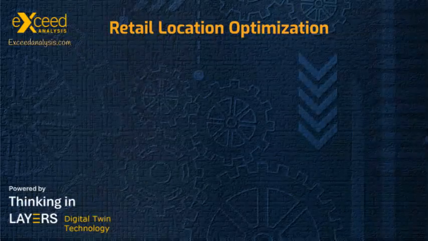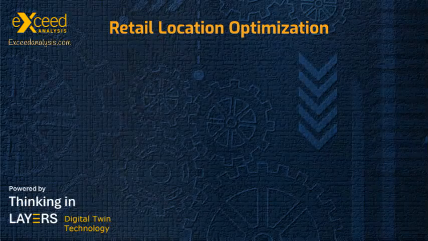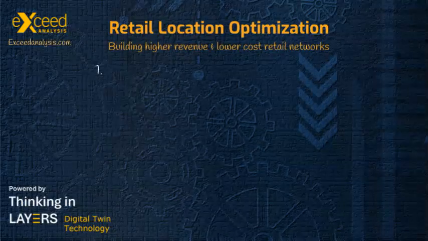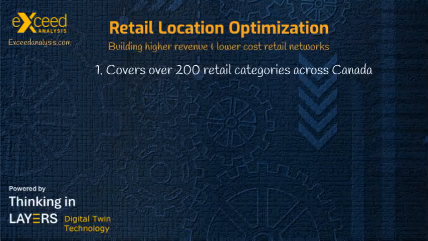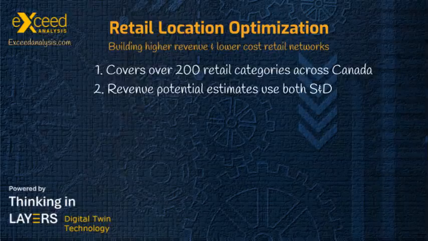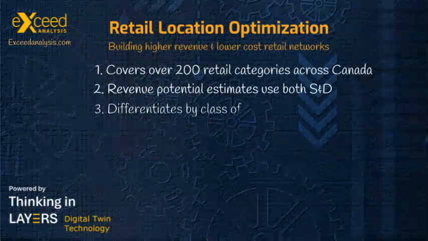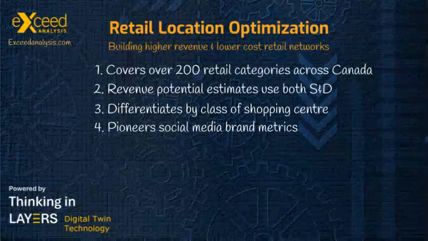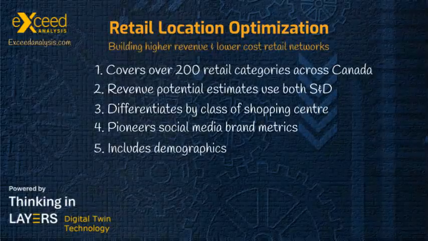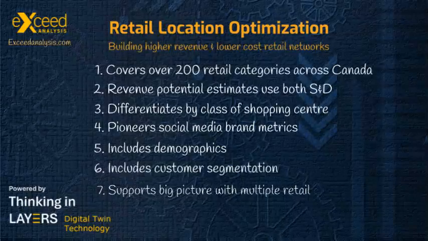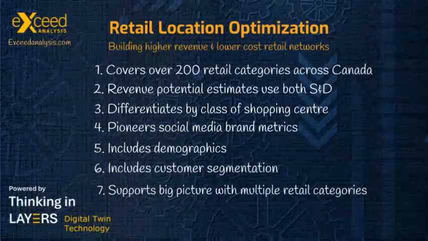Thinking in Layers digital twin technology creates a new standard for retail location intelligence, building higher revenue and lower cost retail networks. Number 1, the model covers over 200 retail categories across Canada. 2, it creates a deeper level of understanding and accuracy by estimating revenue potential using both supply and demand. 3, it differentiates between classes of shopping centers ranging from super regional to small neighborhood. 4, it pioneers the use of social media brand metrics. 5, it includes demographics. 6, it's capable of including customer segmentation. And 7, it supports both a detailed and big picture approach by incorporating multiple retail categories.